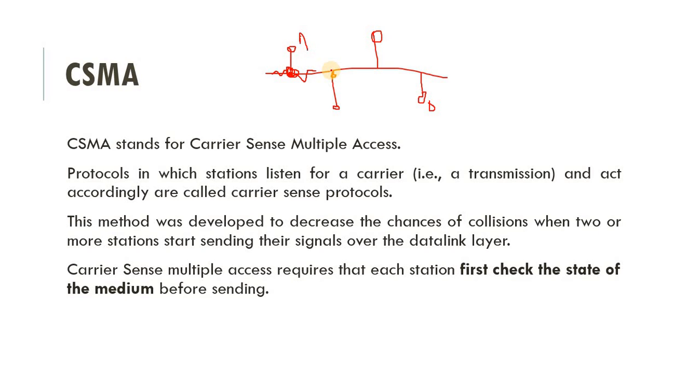But it only checks at this point. It does not check at this point whether the channel is free, or at this node, or at this node. In CSMA it only checks its own particular node, and if the channel is free there, then it starts communicating. So it is possible that the data is passing here, and B also checks whether the channel is free or not. At that time the channel is free, so it also starts transmitting data. So at some point a collision occurs. So there is a chance of collision in CSMA.